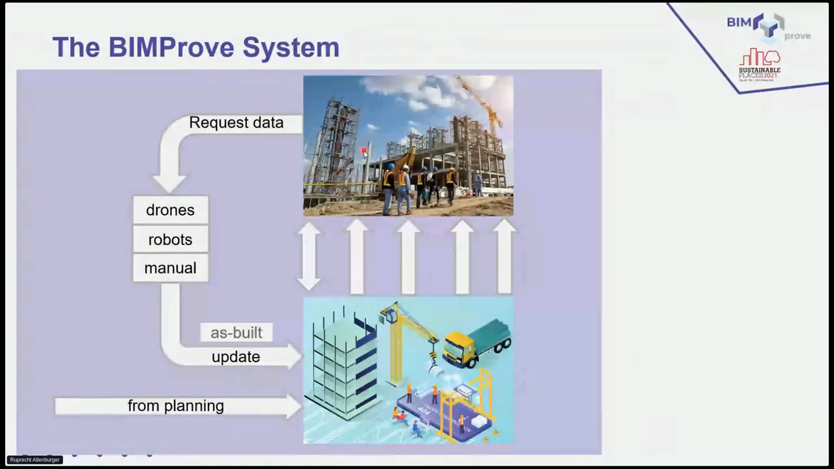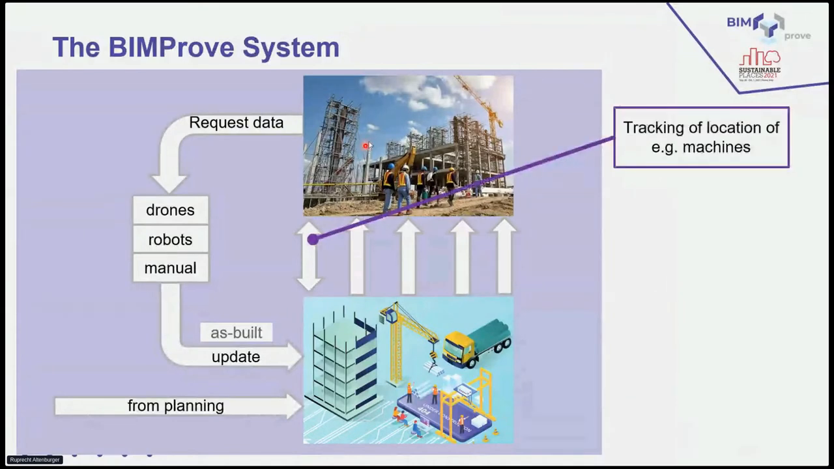Due to the construction process, we have on one hand a direct data connection between the digital twin and the construction process and vice versa. But we also have data requests from, for example, a site manager. Something is newly built that day, and he or she sends a request to the autonomous systems. They capture data. There will be some manual post-processing or automated as far as possible, and we have an update of the digital twin. The digital twin originally comes from the planning phase, clearly.